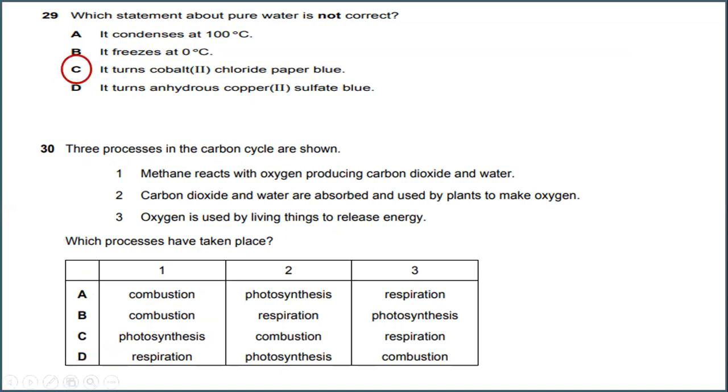30. Three processes in the carbon cycle are shown. Methane reacts with oxygen, producing carbon dioxide and water. What are the processes? Can we say it is combustion? Okay, number 1 is combustion. Number 2, carbon dioxide and water are absorbed and used by plants to make oxygen.